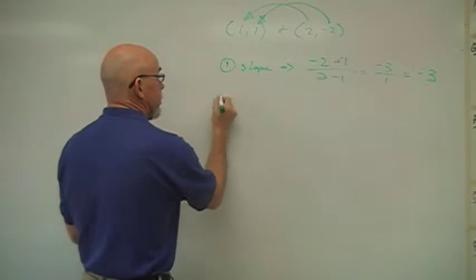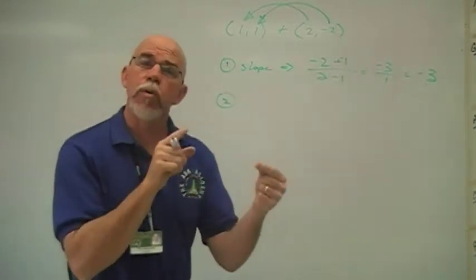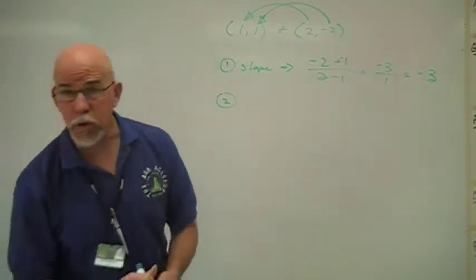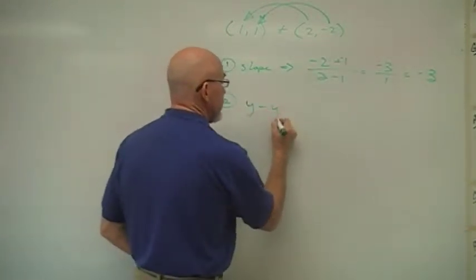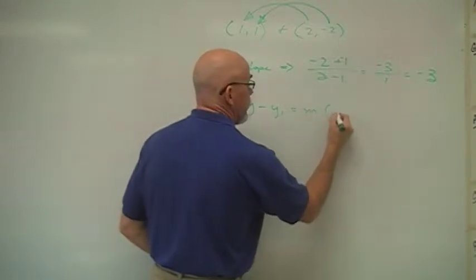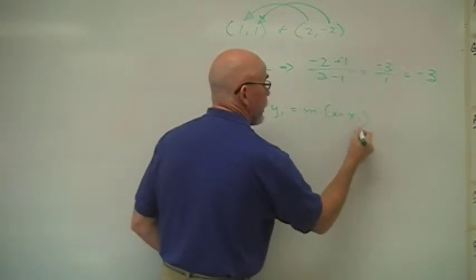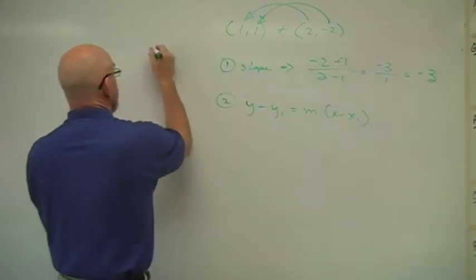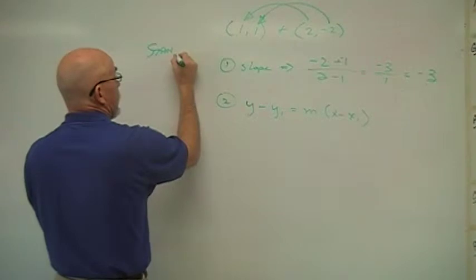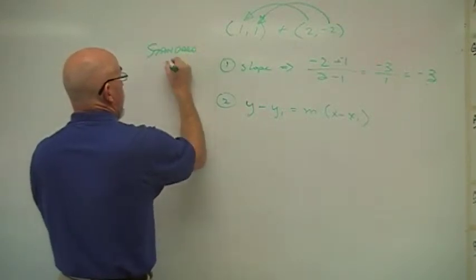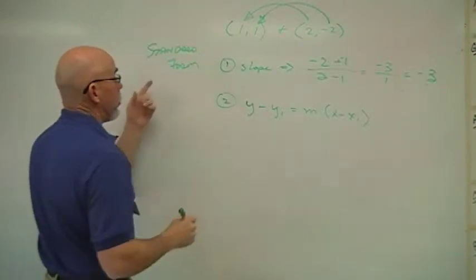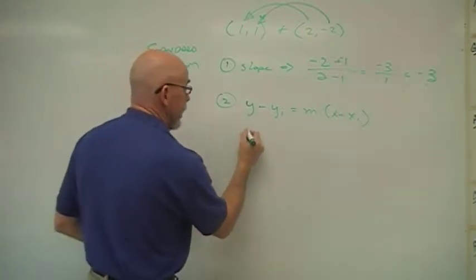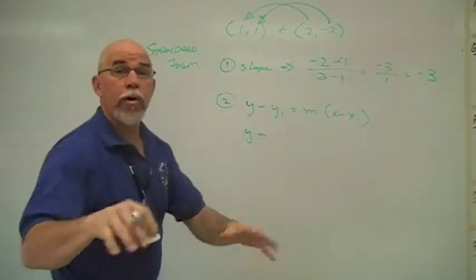That's step number 1. Step number 2 is go ahead and write it in what we learned last week. We learned the point slope form. So we're going to take that slope and we're going to write it in this form, which is the form that we learned last week, not the standard form. That's what we're learning today. We're going to learn how to take this point slope form that we learned last week and rewrite it in standard form.